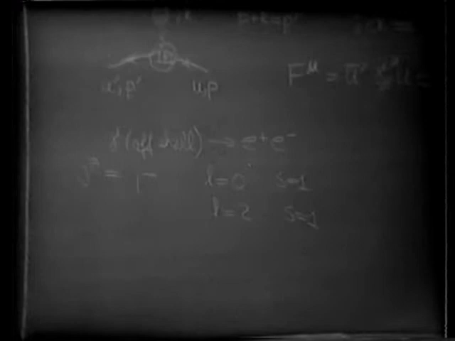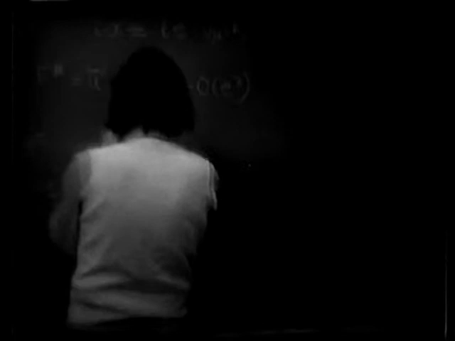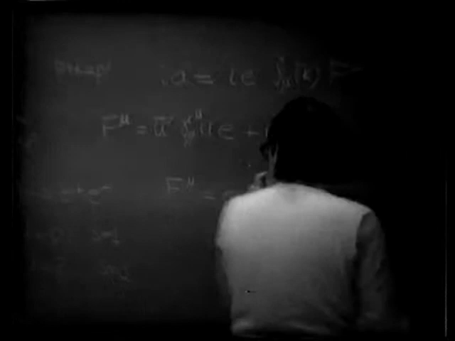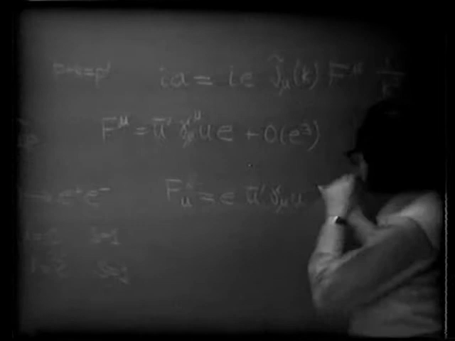And with that knowledge, I will now write down two functions that obviously satisfy all the restraints of parity, charge conjugation, etc., and that will be the end of the story. F mu, not the end, the beginning. F mu equals e u bar prime gamma mu u. That's certainly a possibility, except, of course, it can be multiplied by some function of K squared, which I'll call f1.